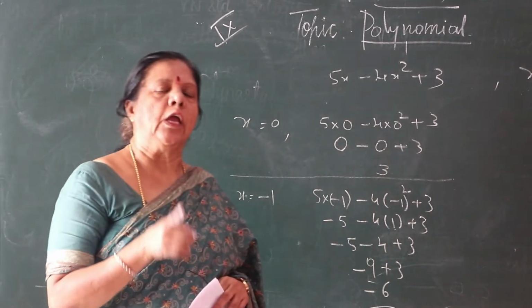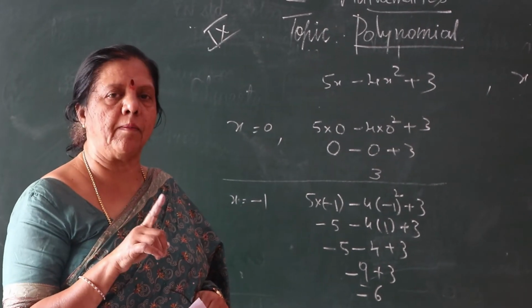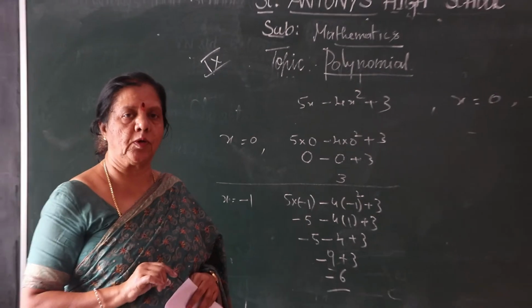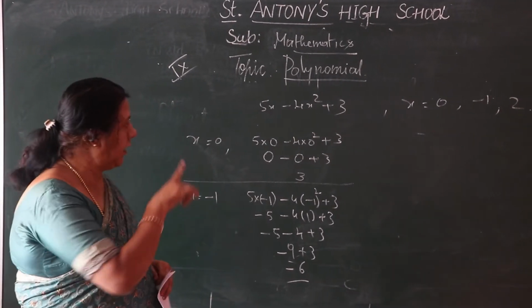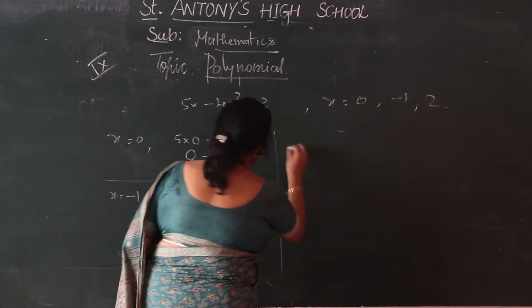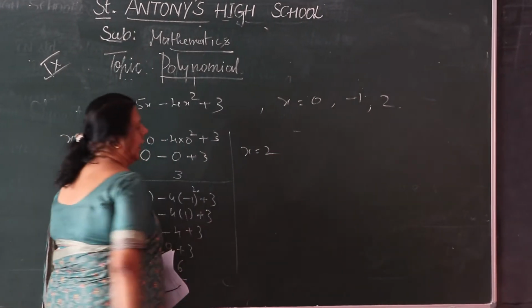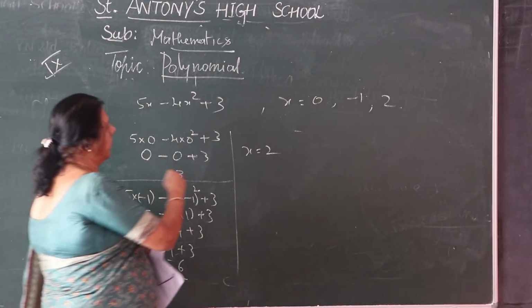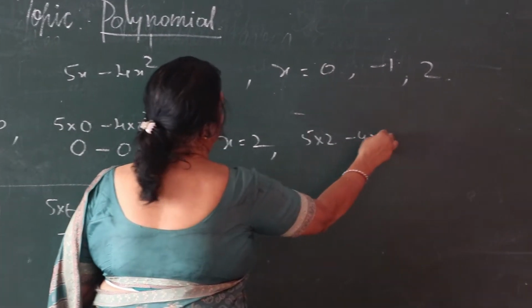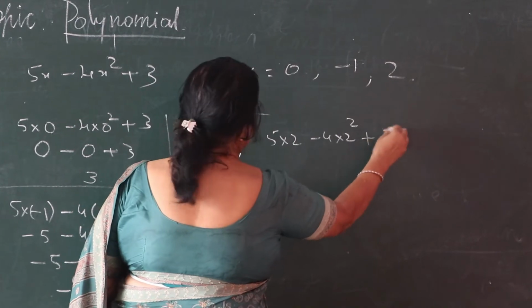This is the way you have to substitute the variables by numbers or any other thing given in the textbook. Okay, children. Now another one is left over. When x is equal to 2, the same terms you take: 5 into 2 minus 4 into 2 square plus 3.